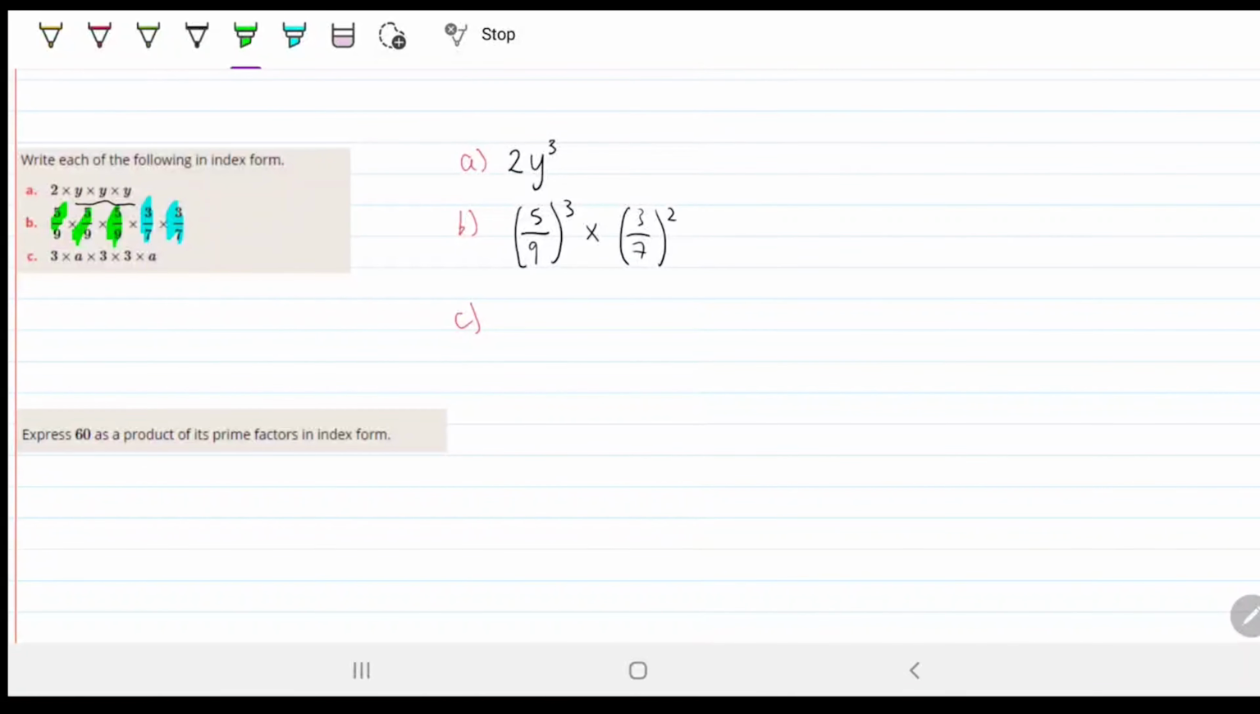Example C is asking us 3 times A times 3 times 3 times A. You just need to ask yourself, how many times do I see 3? That is 1, 2, 3 times. So that becomes 3 to the power of 3 multiplied with A, and we see A 2 times. So that becomes A to the power of 2. So this would be the same as 3 to the power of 3, A to the power of 2.